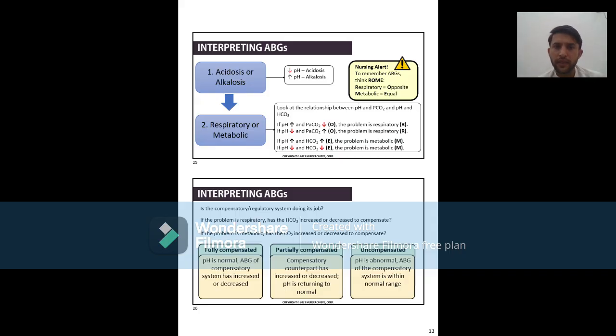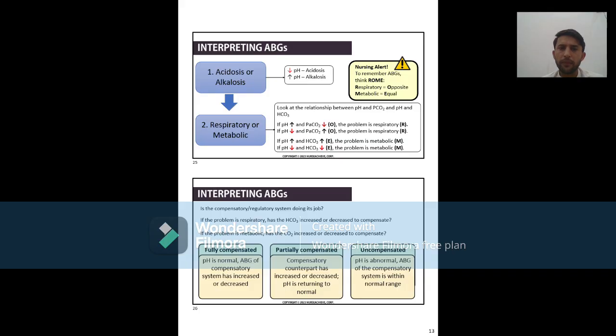What does it mean? If the patient is in a respiratory condition, for example respiratory acidosis, the pH will go down and PaCO2 will go up. If the pH goes up and PaCO2 goes down, the problem is respiratory. If the pH goes down and PaCO2 goes up, the problem is respiratory. As we discussed in the formula above, ROME: respiratory opposite and metabolic equal.